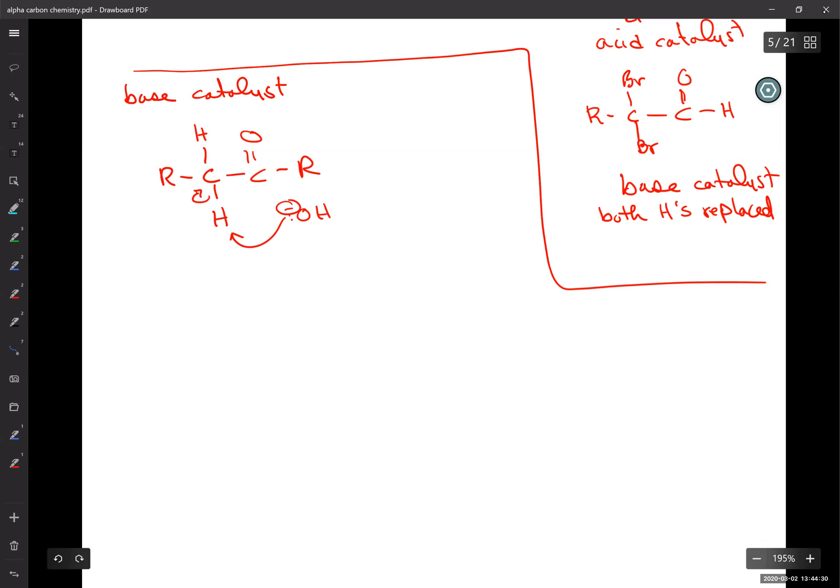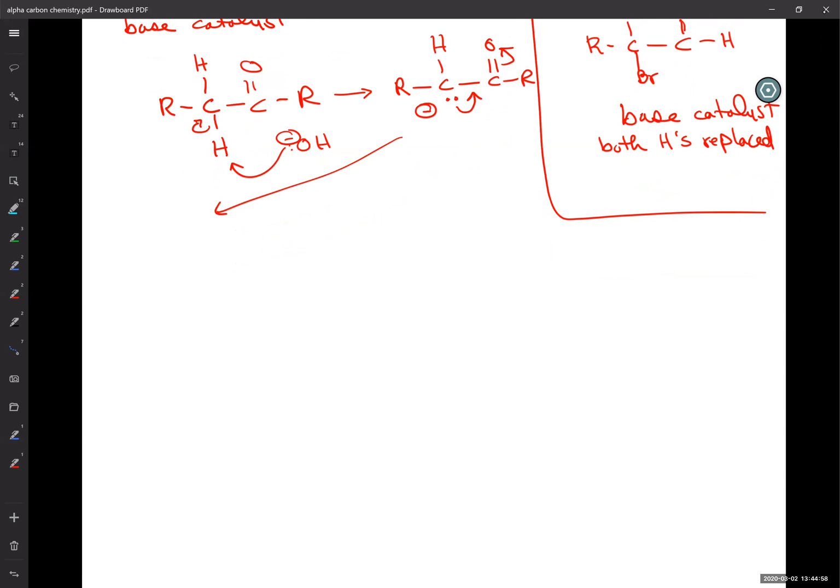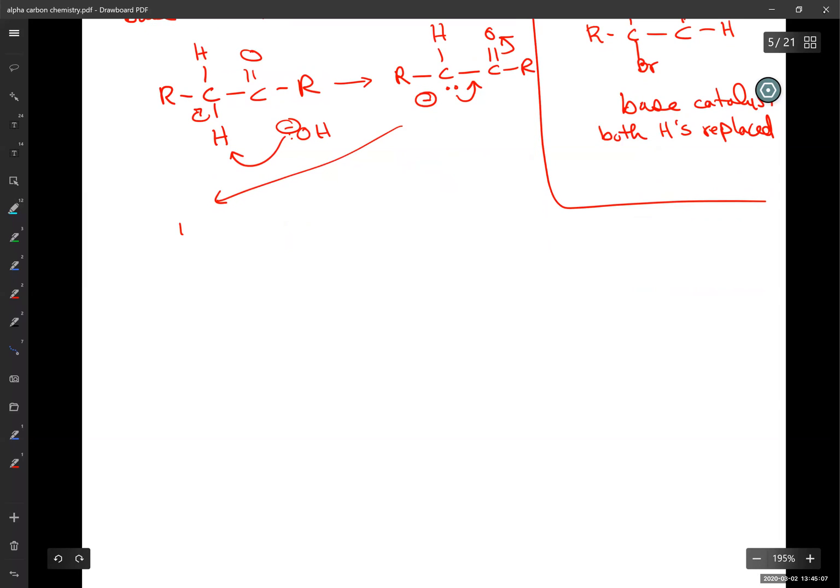And that'll form this enolate. And then this is stabilized by resonance, right? Typically what people will do is they'll draw the resonance form like this. The reason they do that is because the oxygen is more electronegative and most likely to hold a negative charge. It's the more stable resonance contributor. So now you end up with this.